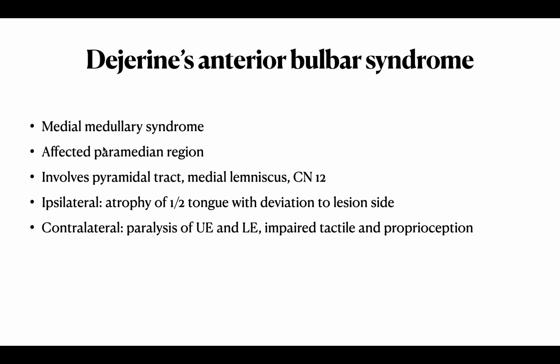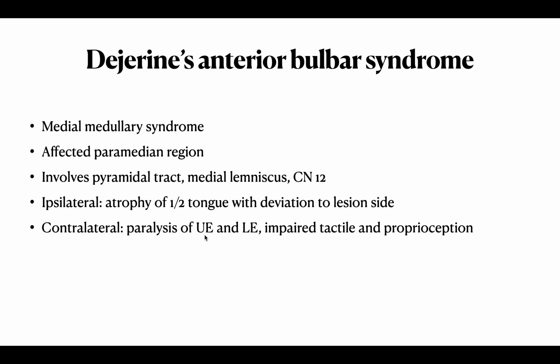Okay, so Dejerine's anterior bulbar syndrome is the full name. It's going to affect the medial medulla, especially the paramedial area, and involves the pyramidal tracts, the medial lemniscus, and cranial nerve number 12. So what's going to happen? There's going to be atrophy of half of the tongue with deviation to the lesion side because it's involving the hypoglossal nerve. Contralaterally, because it's involving the pyramidal tract, that's the crossing.